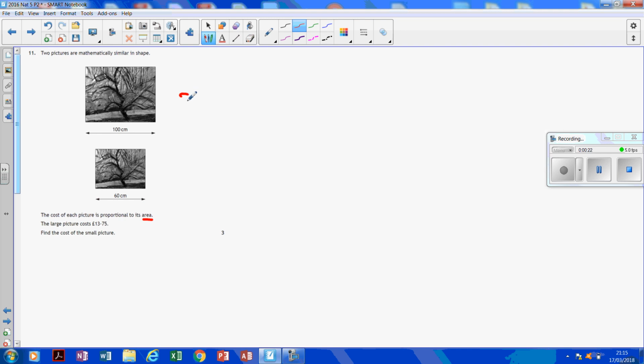Right, first thing we're going to do is work out the scale factor. As soon as you see something that talks about things being similar, then it's scale factors we're talking about. So scale factor K is equal to shape 2 divided by shape 1. It's the smaller one we want to find, so shape 2 is the smaller one, which is 60 divided by 100. The smaller number goes on top. When I break all of that down, it's the same as 6 over 10, which is the same as 3 over 5.